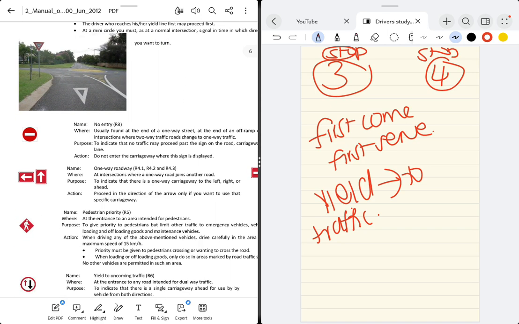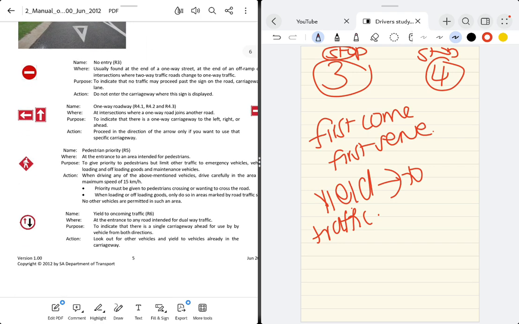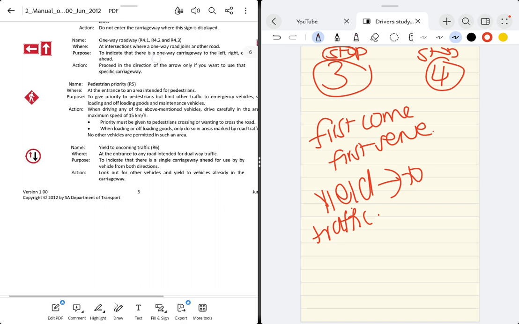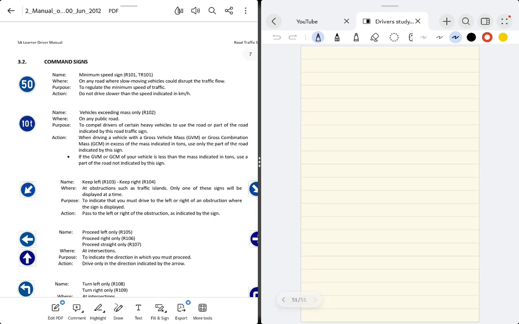Okay, no entry line means you mustn't enter. Then one-way road indicates that there's a one-way carriageway to the left. Pedestrian priority means you need to give the pedestrians preference. Yield to oncoming traffic, so 2 arrows going up and down like that, indicates there's a single carriageway ahead used by vehicles from both directions. Then the blue signs are the command signs, which means that's the minimum.